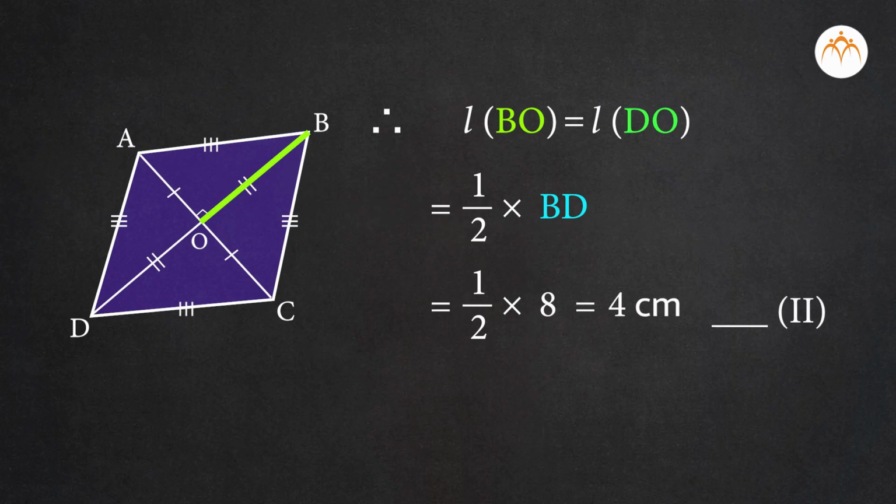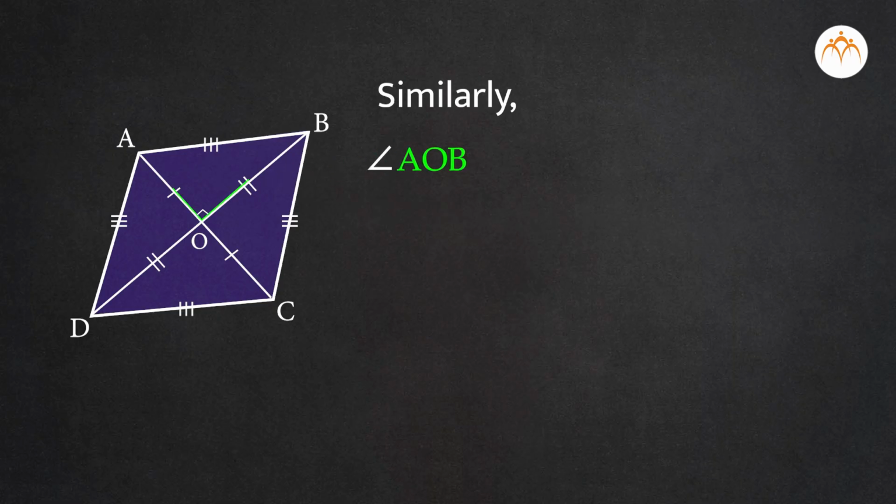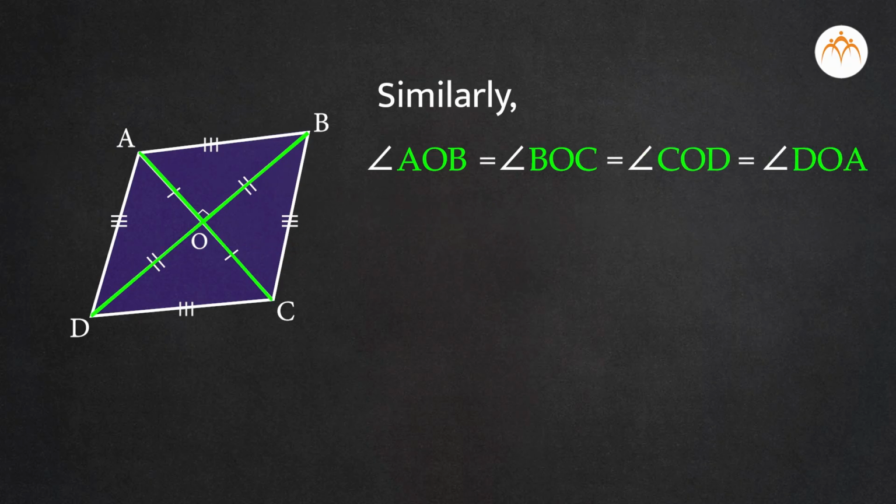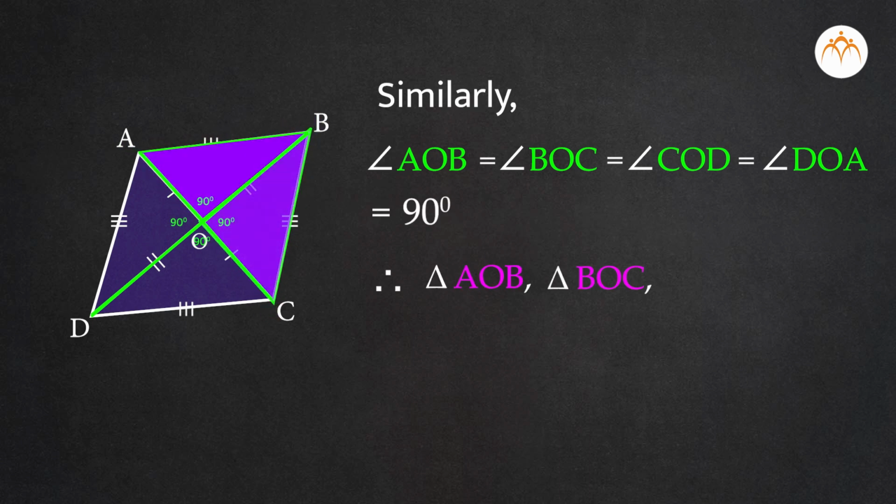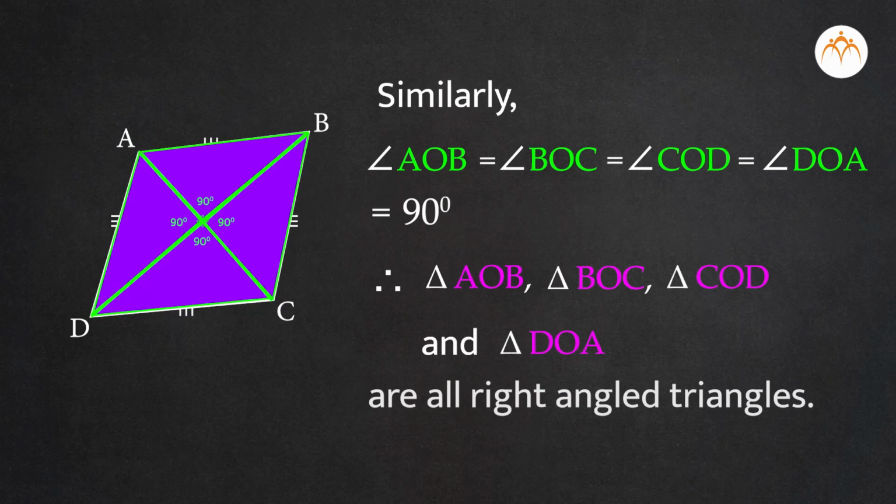Equation 2. Similarly, angle AOB is equal to angle BOC is equal to angle COD is equal to angle DOA is equal to 90 degrees. Therefore, triangle AOB, triangle BOC, triangle COD and triangle DOA are all right angled triangles.